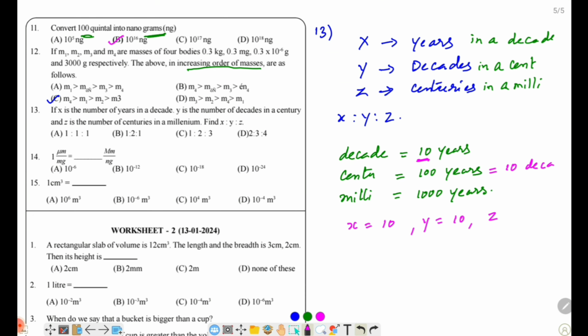And finally, what is the value of Z? Z is the centuries in a millennium. So how many centuries are there, meaning how many hundreds are there in this 1000? That is also 10. So Z is also 10. Then what is the ratio? The ratio is 1 ratio 1 ratio 1, you can write. Clear? So the answer will be A.